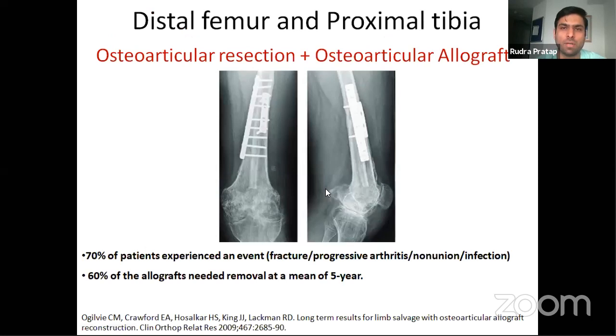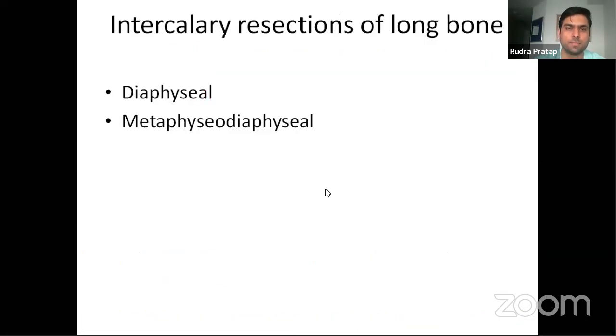The second type of reconstruction after an osteoarticular resection around the knee joint can be an osteoarticular allograft, but the results are not very promising. 70% of the patients in the studies experienced fracture, arthritis, non-union or infection, and 60% of these allografts needed to be removed after 5 years.